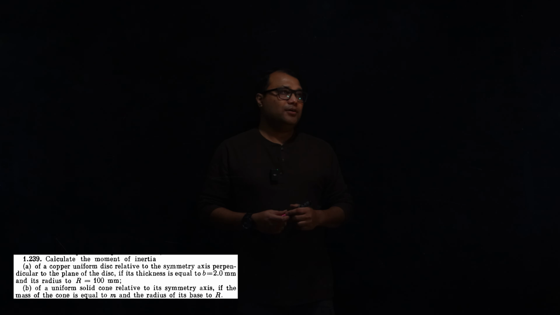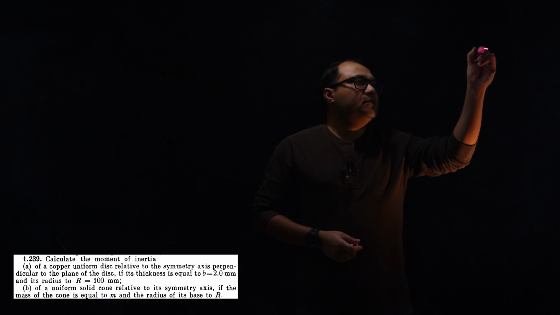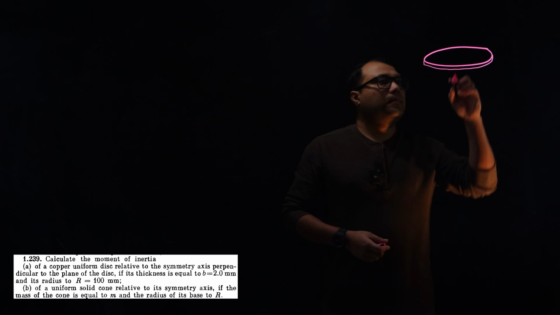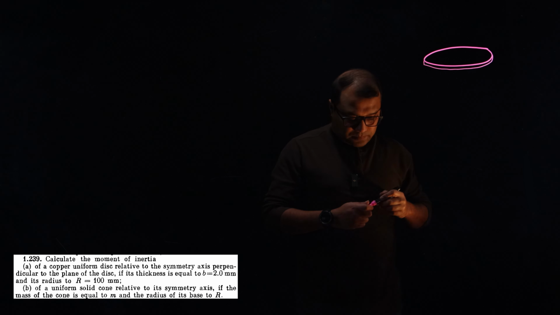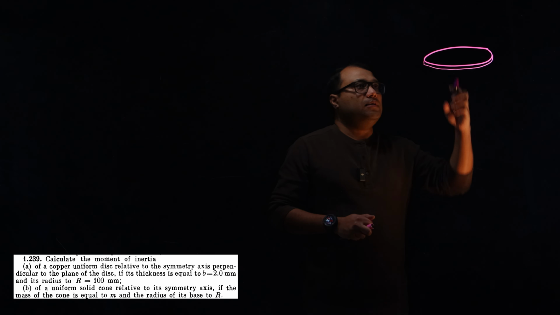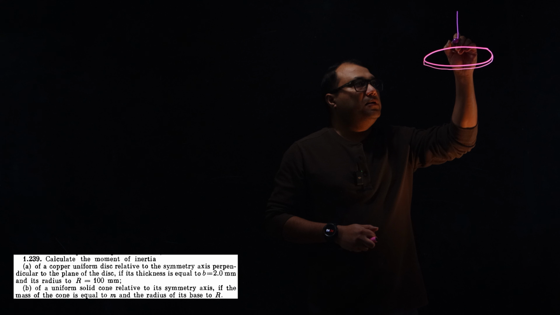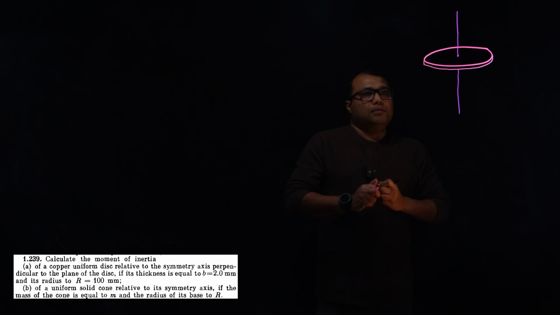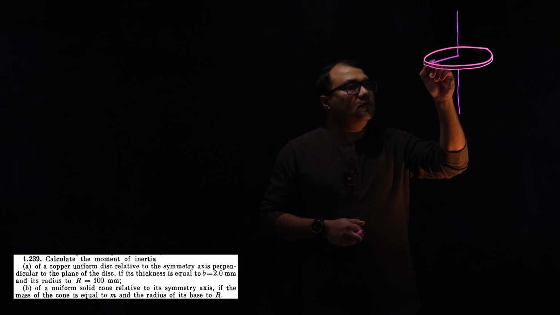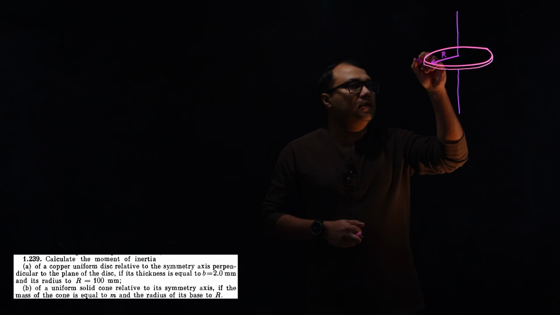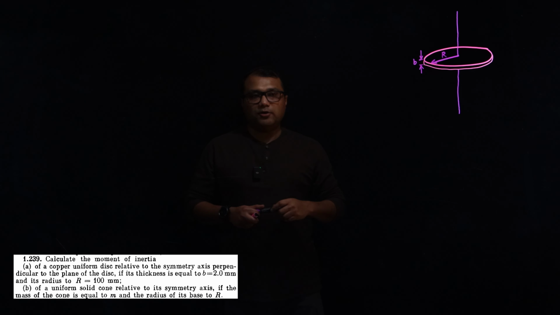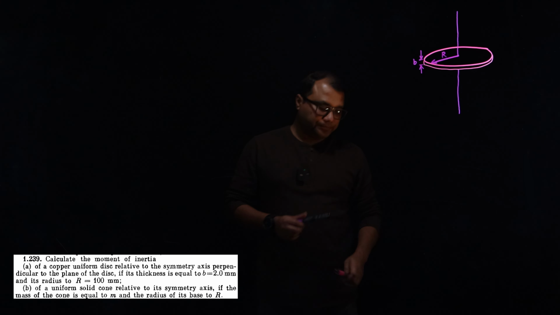Okay, let's draw. So we have a disk, its thickness is b, and let's say the axis about its symmetry point goes like this. This radius is given as capital R and this thickness of the disk is given as b. So we have to find the moment of inertia about this axis.